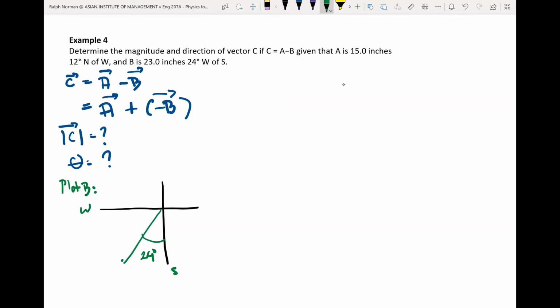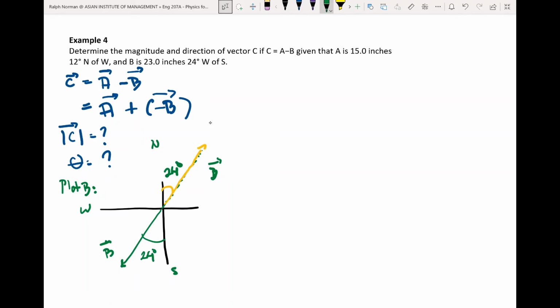But take note, this is B, not B negative, not the opposite vector. So we do that by pointing it out in the opposite direction. Now guess what? This is now your new vector, the negative vector, the opposite vector. This one is still what? This one is still 24 degrees, if you got it right. But we're now here north and south.